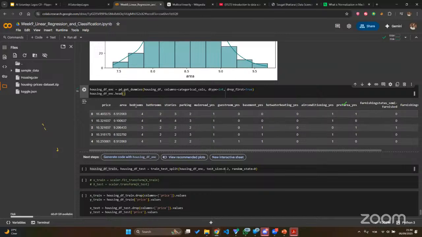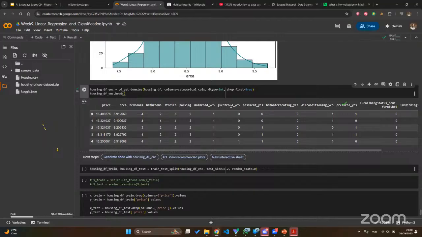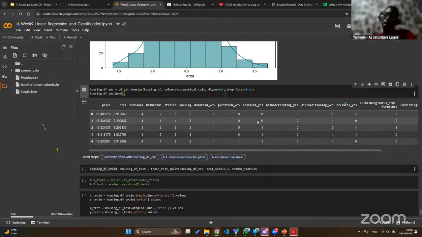Okay, now one thing I just want you to note is, if you look at this, you can see main road yes, but you cannot see main road no. I can see guest room yes, you cannot see guest room no. You can see basement yes, you cannot see basement no. Why is that? Does anybody know why?